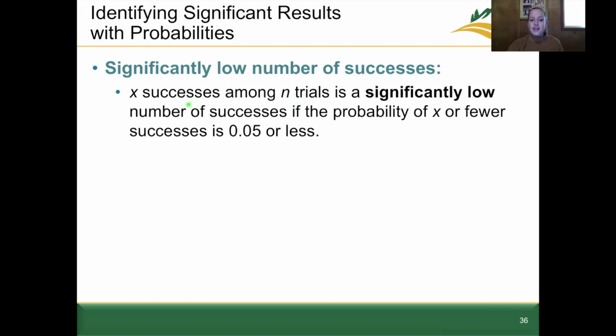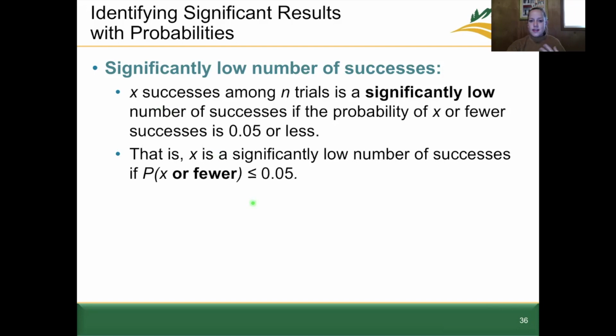But if this X number of successes is going to be considered significantly low, then calculating the probability of this X number of successes or fewer needs to equal 0.05 or less for this variable X to be considered significantly low. In other words, X is a significantly low number of successes, that's our variable, when P of X or fewer is less than or equal to 0.05.